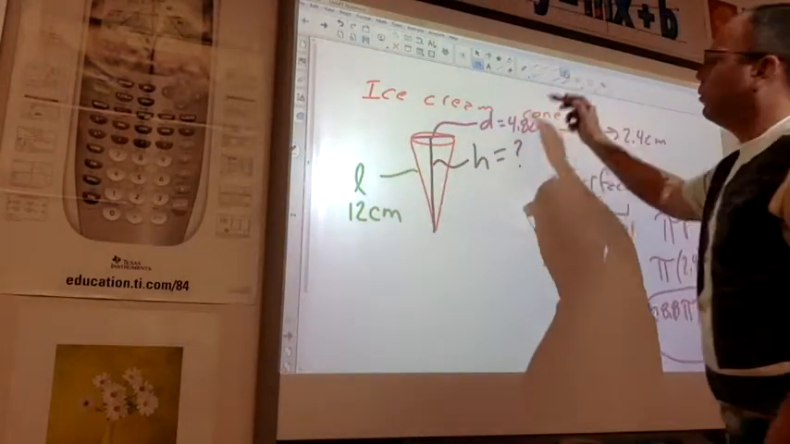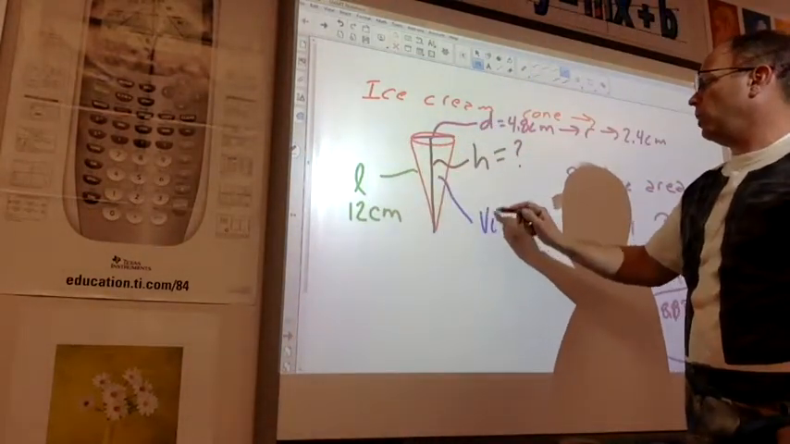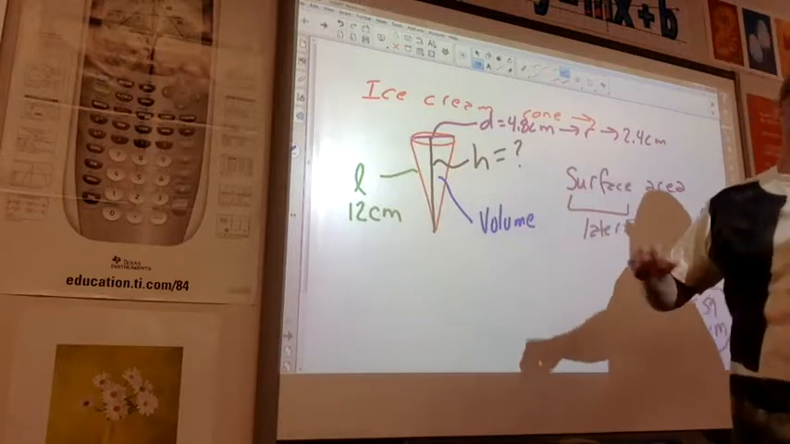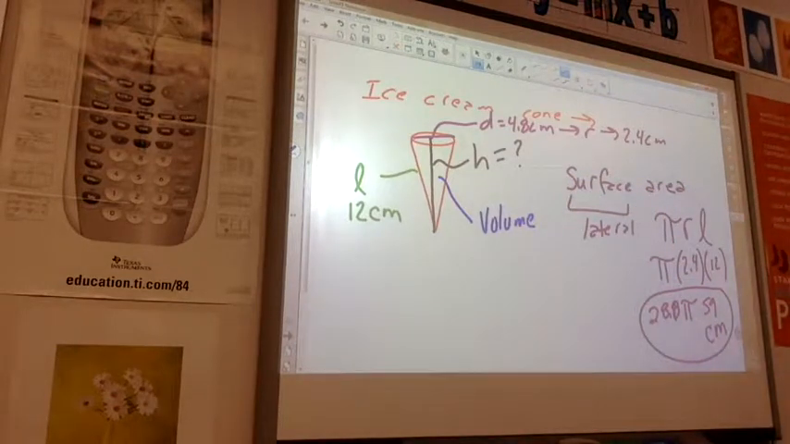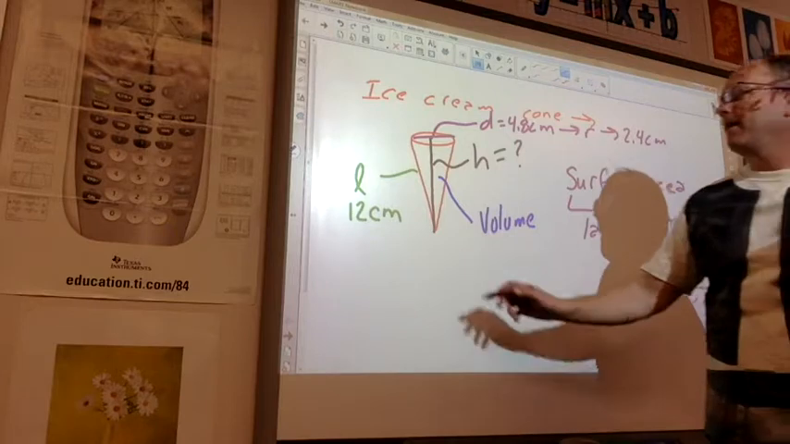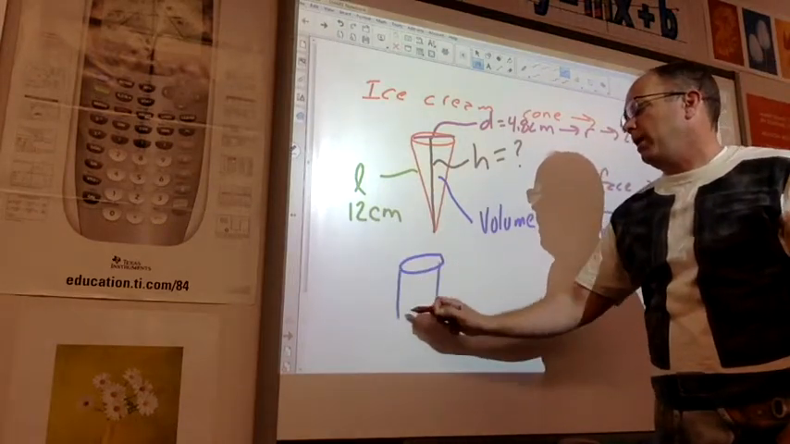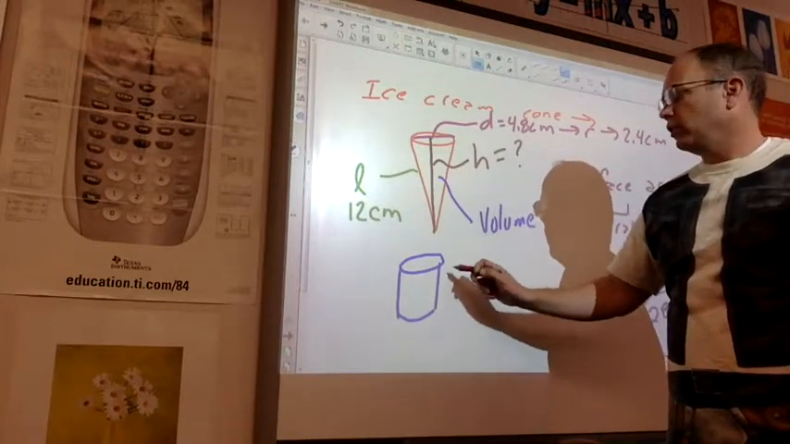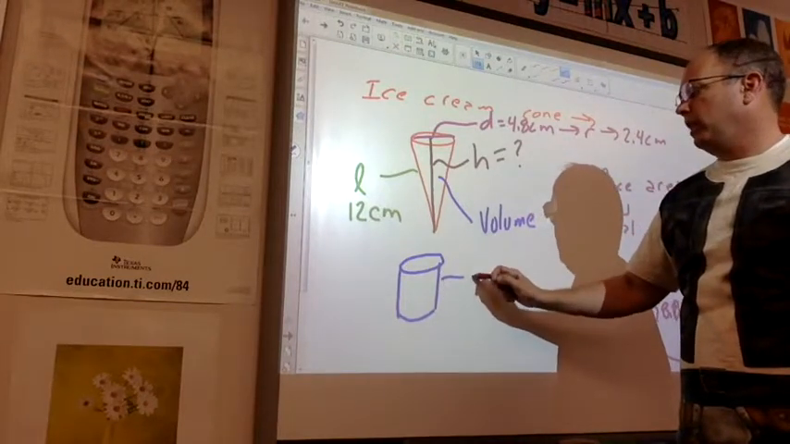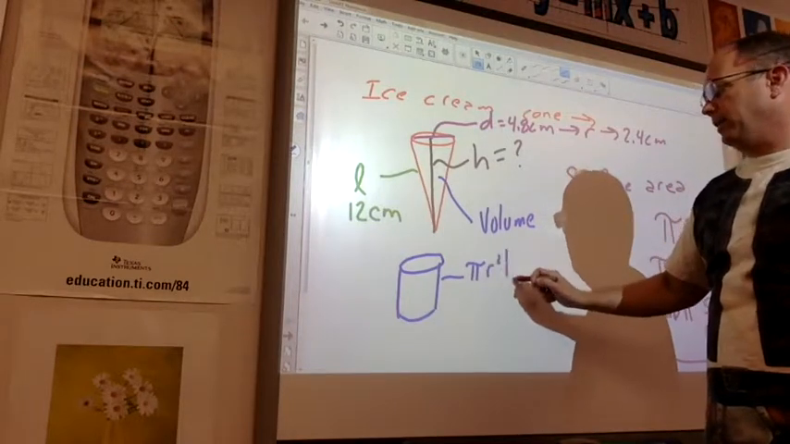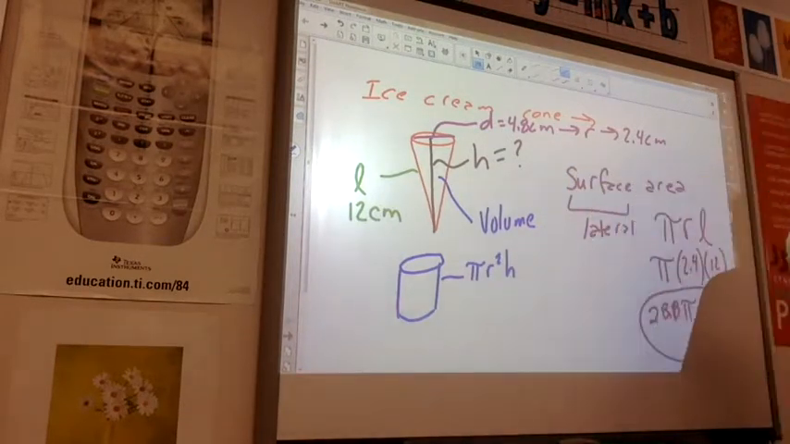So now we want to know how this would relate to the volume of the cone itself. We're not going to heap over the top. How do I find the volume of the ice cream cone? Any ideas? If it was a cylinder, what would it be? Radius squared times height. So if it was a true cylinder, this would be pi r squared height.